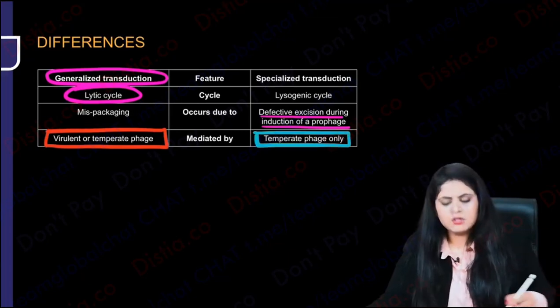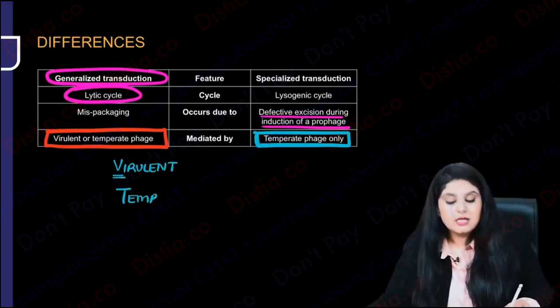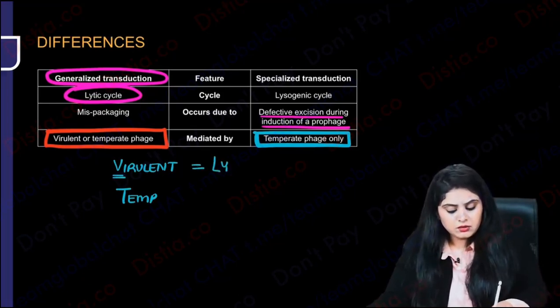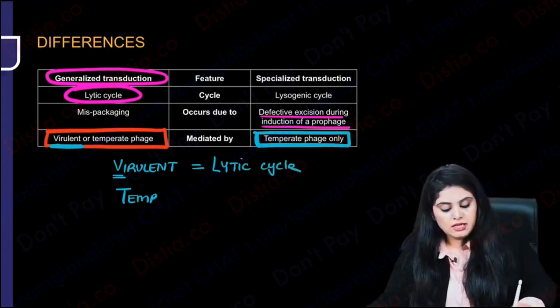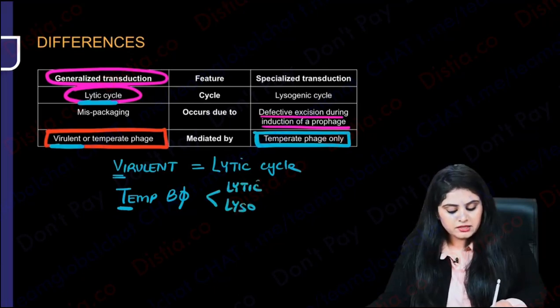How will we remember this? Because rather than learning it like this, I told you there are two types of phages. There is a virulent phage and there is a temperate phage. I told you virulent is very virulent, means it's going to break everything. It is going to have the lytic cycle. The virulent phage will only and only have the lytic cycle, whereas I told you the temperate bacteriophage will have two cycles. It will have lytic cycles also, it will have lysogenic cycles also.